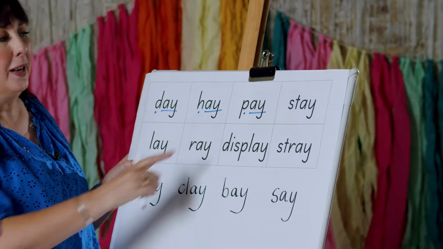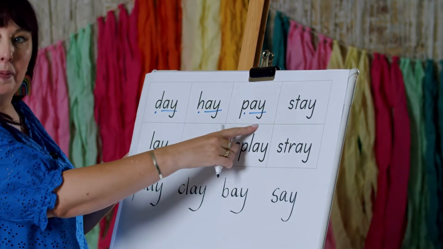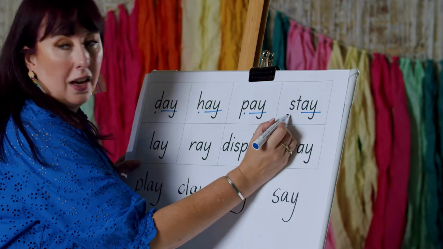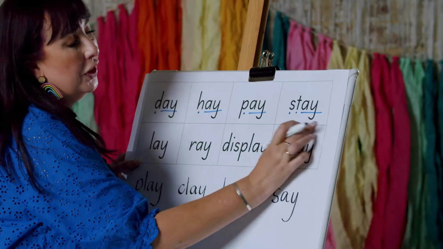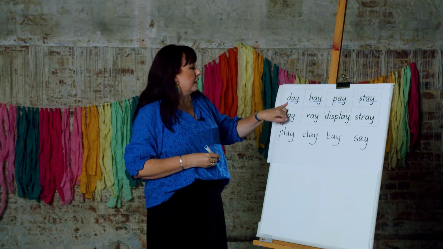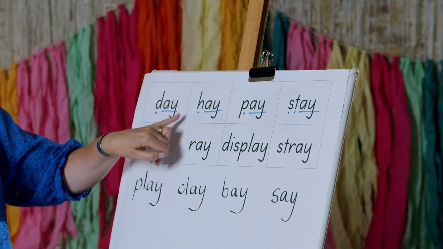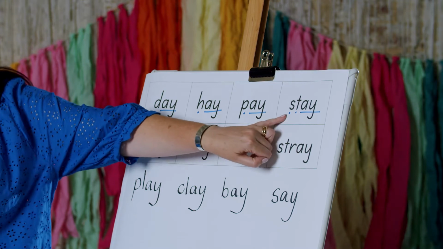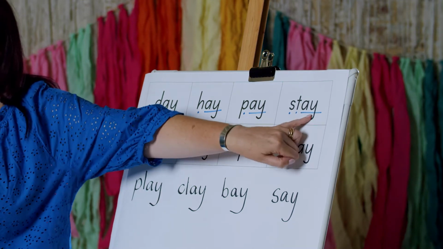Is this a bit easy? P, A. Pay. Good job. And our last one in this line, I'll underline the digraph. S, t, A. Stay. Excellent work. Let's read this line together. Day, hay, pay, stay. Good job.